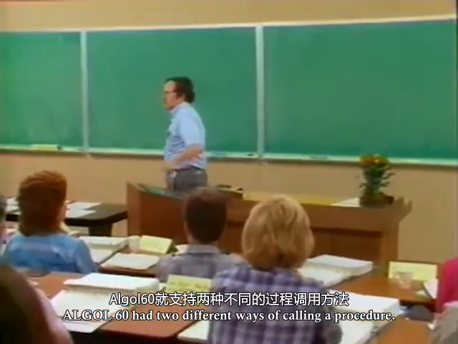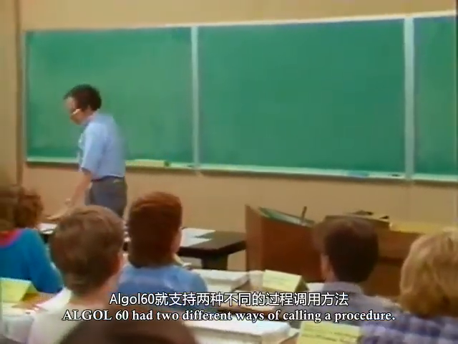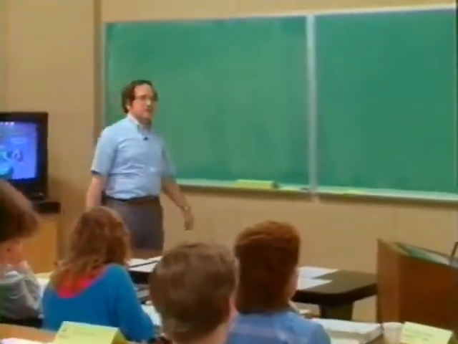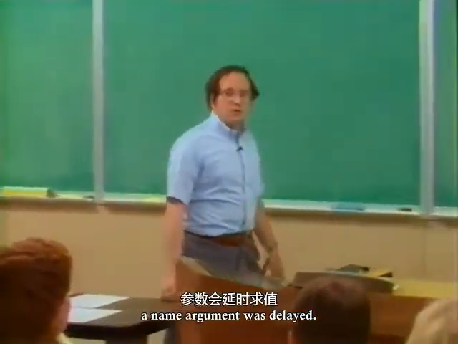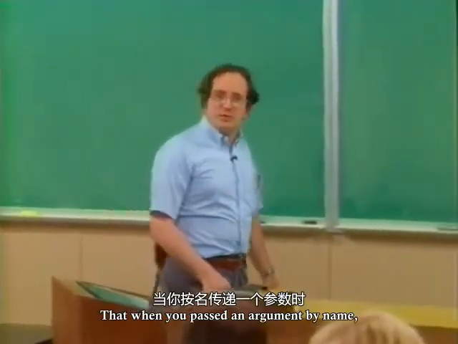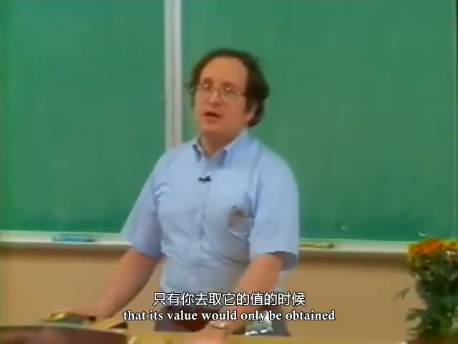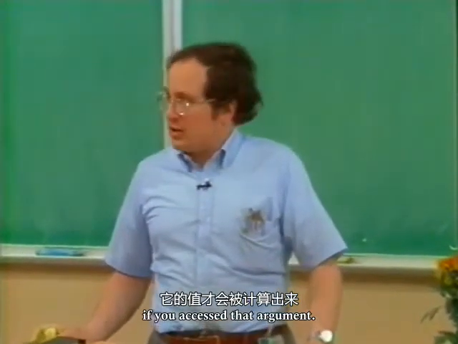Algol 60 had two different ways of calling a procedure. The arguments could be passed by name or by value. And what that meant was that a name argument was delayed. That when you passed an argument by name, its value would only be obtained if you accessed that argument.